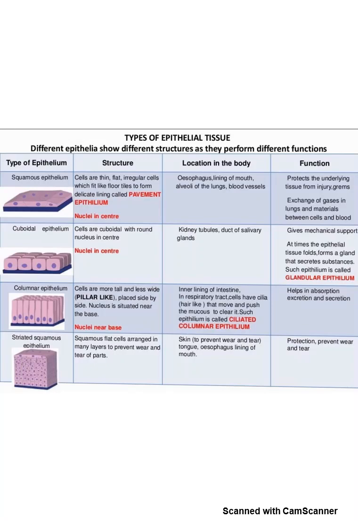So today we have studied the different types of epithelial tissues. The first one, squamous epithelial, cuboidal epithelial, columnar epithelial, and stratified squamous epithelial. So all of you should know the functions of epithelial tissue and the different types of epithelial tissue.